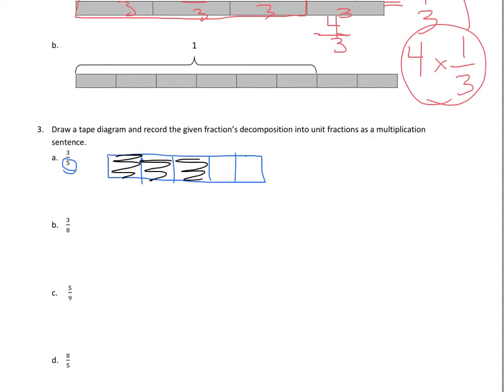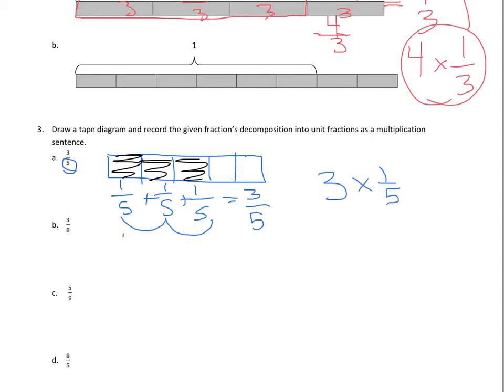And we're thinking about what each part of this is worth. So each part is worth 1/5, 1/5, 1/5. We'd add all those up to get 3/5. We can think about the multiplication problem by counting how many times here we added. So we did 3 times 1/5. This is what your student should do.